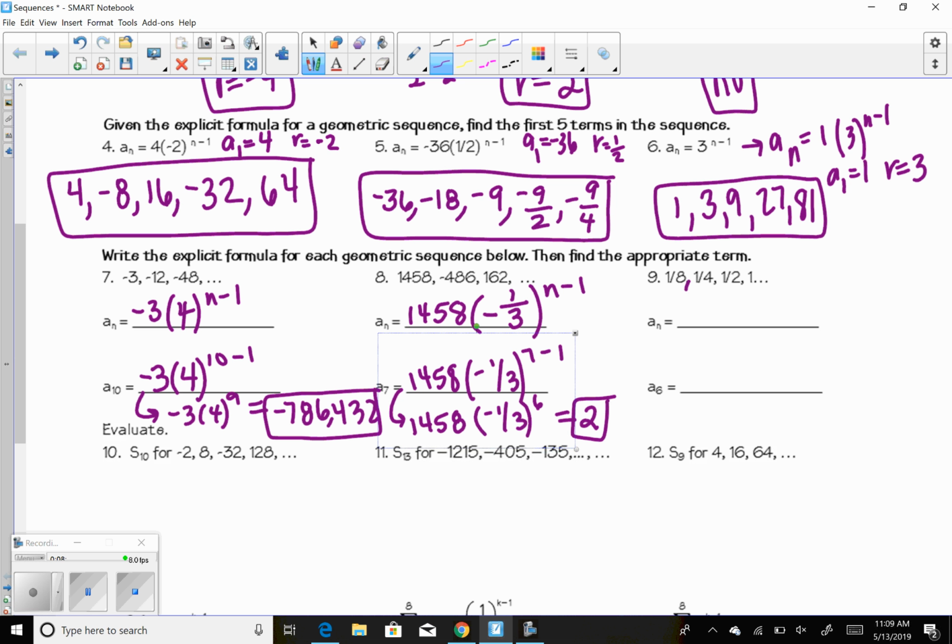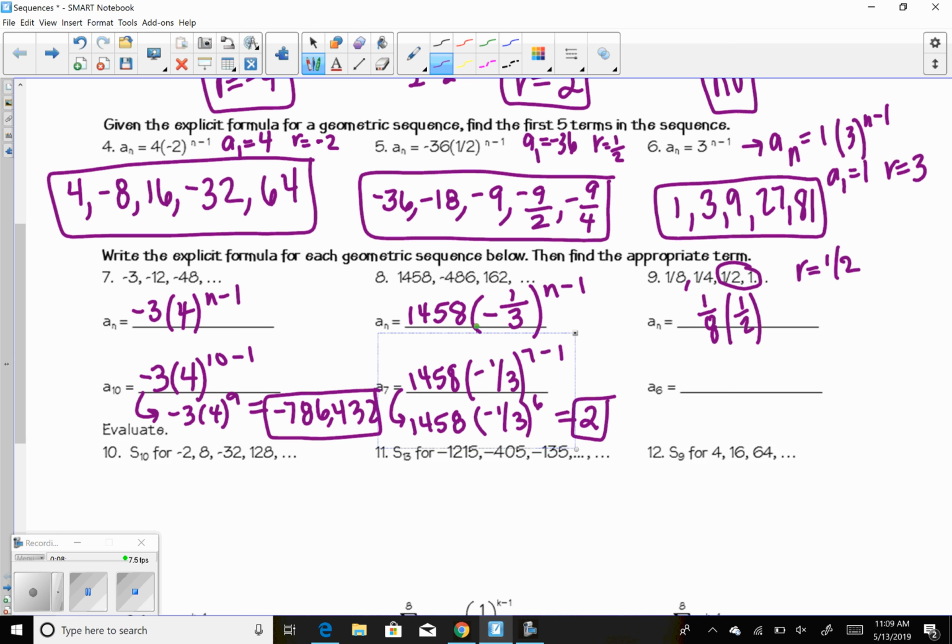So, all right, look at the next one. So I'm starting with 1/8, and I need to figure out what I'm doing here. 1/8 to 1/4 to 1/2 to 1. Here's where I'm looking. How do you go from 1/2 to 1? 1/2 times something gives you 1, and if you don't remember how to do that, you could do 1 divided by 1/2, and you should end up getting the ratio is 1/2. So I'm going to have 1/8 times 1/2.